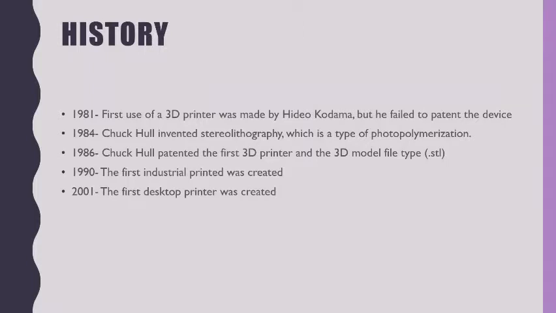In 1981, Hideo Kodama made the first use of a 3D printer, but he failed to patent the device. In 1984, Chuck Hull invented stereolithography, which is a type of photopolymerization. In 1986, Chuck Hull patented the first 3D printer and the first 3D model file type, the .stl. In 1990, the first industrial printer was created, and in 2001, the first desktop printer was created after multiple 3D printing patents started to expire. Only after patents began to expire could 3D printing finally be more accessible.